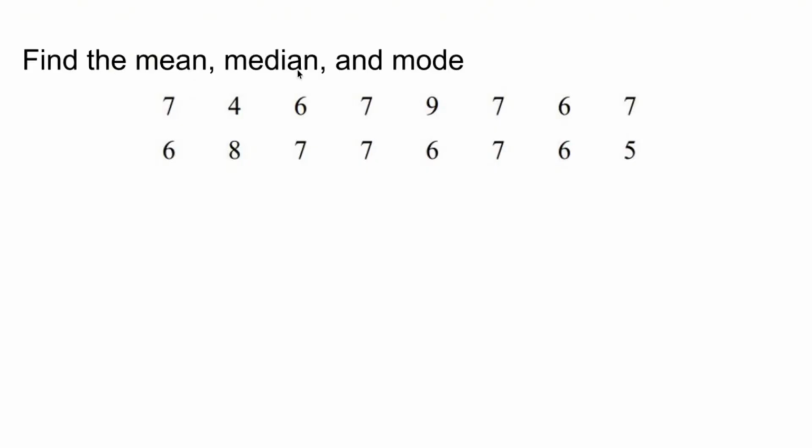Find the mean, median, and mode of these numbers. Now, before I do anything, let's go in order and do the mean first. To find the mean, all you have to do is add up all the numbers and then divide by how many numbers you have. I have 1, 2, 3, 4, 5, 6, 7, 8 times 2, so I have 16 numbers. So I'm going to go off to the side, find out what all of these numbers are added together, and then divide it by 16.